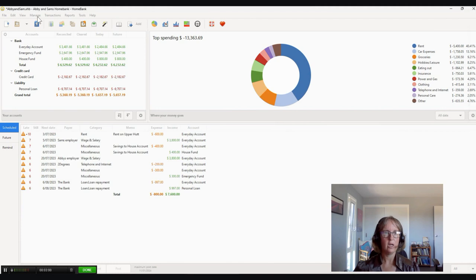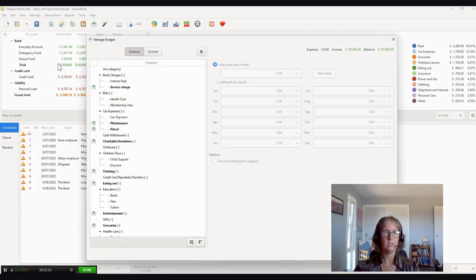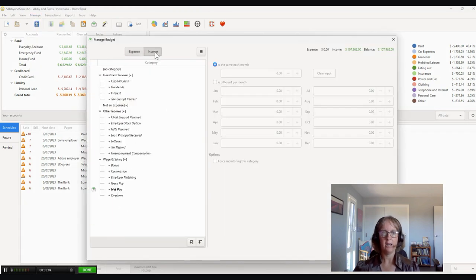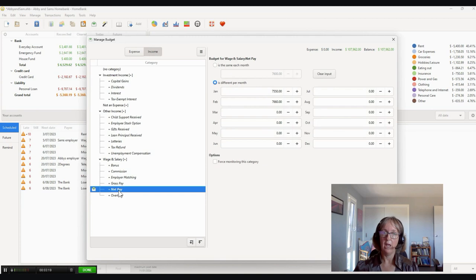Then we go up into manage, budget, and I'll start with income. Now remember, when we put things into the budget, all the income side will be a positive number. Anything that's an expense will need to be a negative number. Otherwise, you're going to spend a lot of time doing a lot of work and nothing showing up is going to be correct.